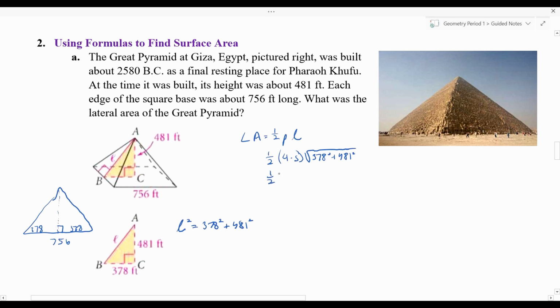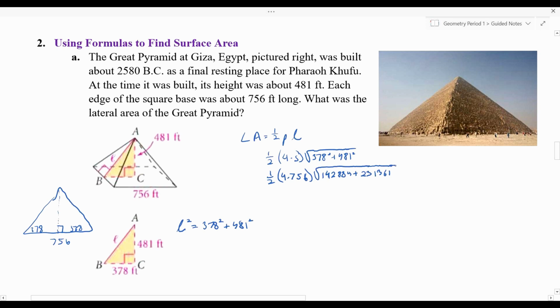All right, so we plug in the value for S. We have 1/2 times 4 times 756, and this is going to be the square root, and I'm going to leave myself some space because these are huge numbers. 378 squared is 142,884, plus 481 squared, which is going to be 231,361.